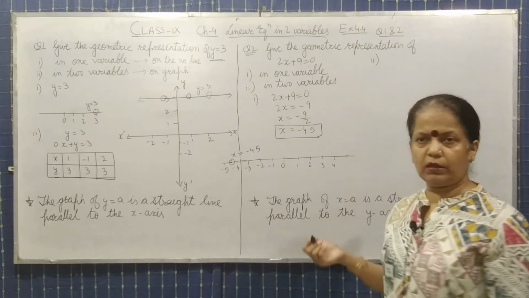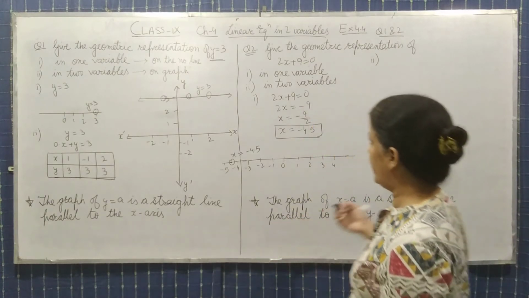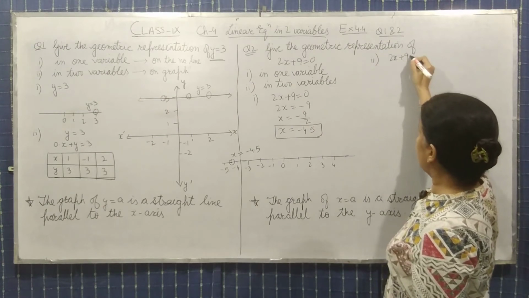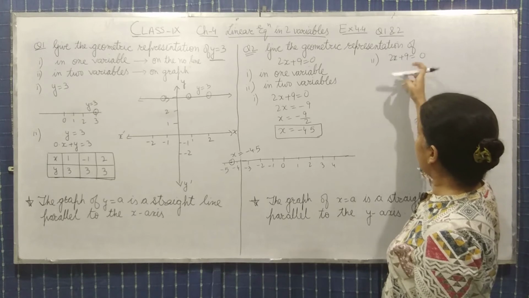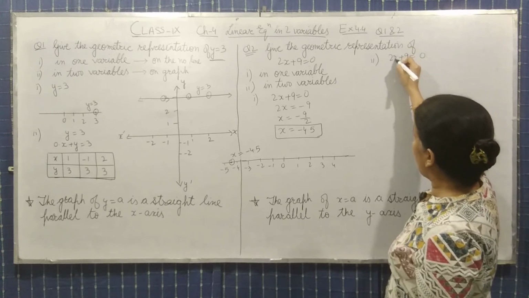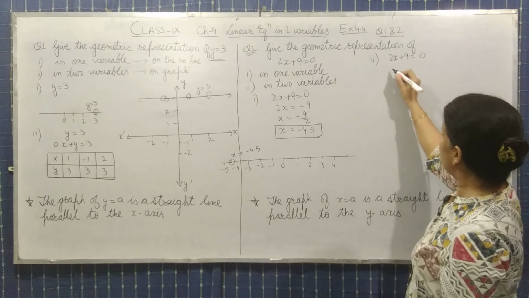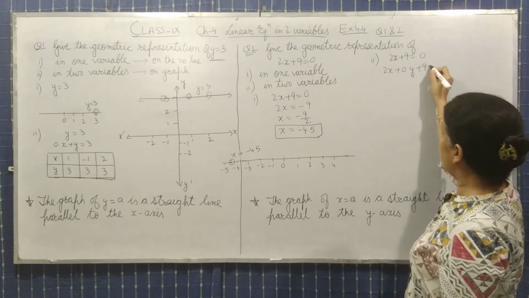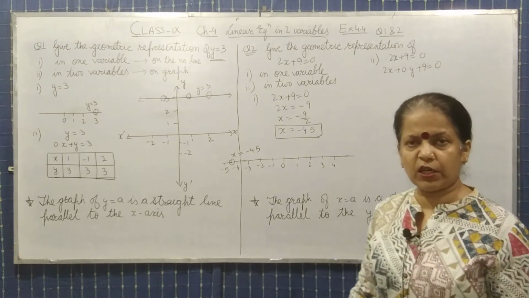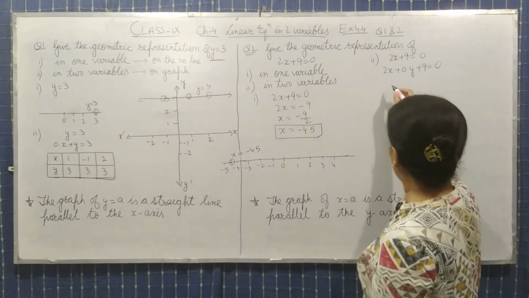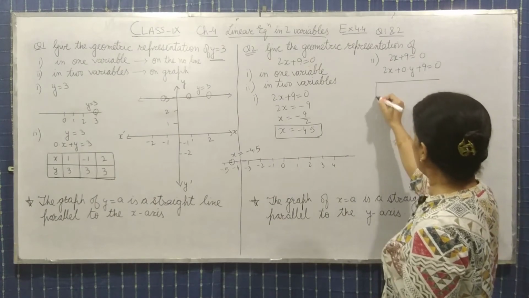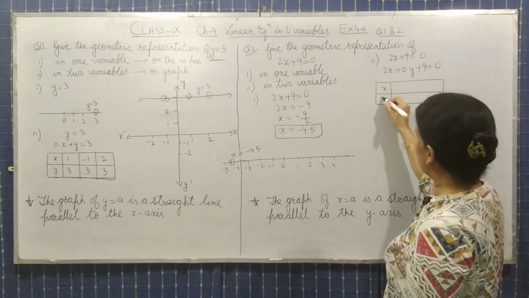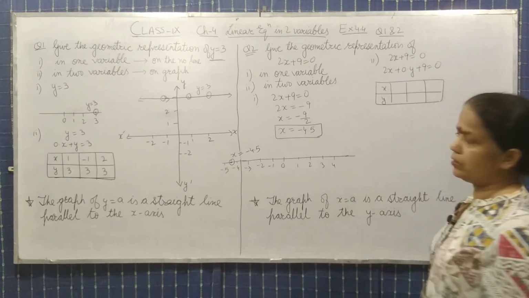Now, the same linear equation, but now we have to represent it in two variables. Representing it in two variables means we have to represent it on the graph. So we will rewrite 2x plus 9 equals 0 in two-variable form. How can we write it? 2x plus 0y plus 9 equals 0. What should be the next step? You have to make the table and find the solutions.